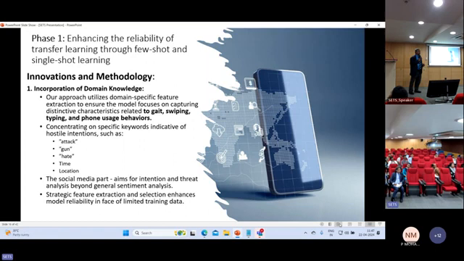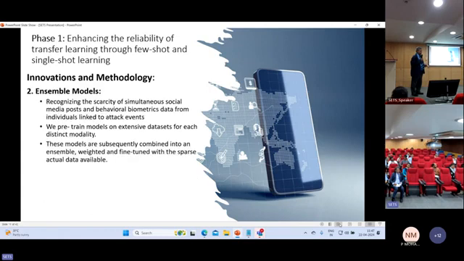Now, the second aspect is concentrating on specific keywords indicating hostile intent, like attack, gun, hate, time, location. The third component is the social media part, which aims for intention and threat analysis beyond the general sentiment analysis we provide. The strategic feature extraction and selection enhances the model's reliability in the face of limited training data, because we may not have a large amount of training data. This is the most interesting aspect of it.